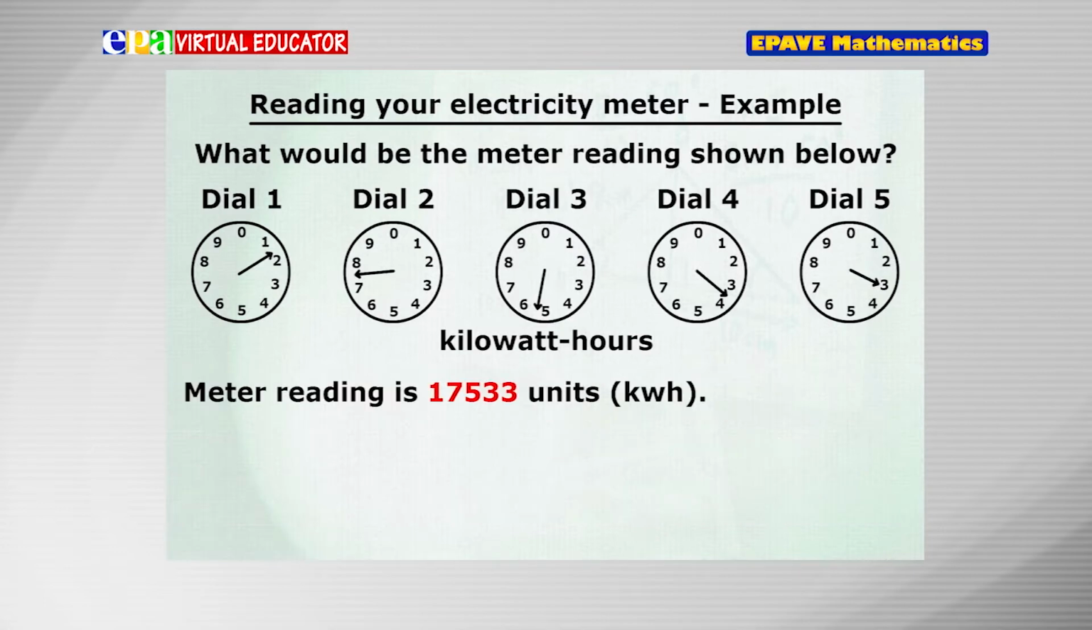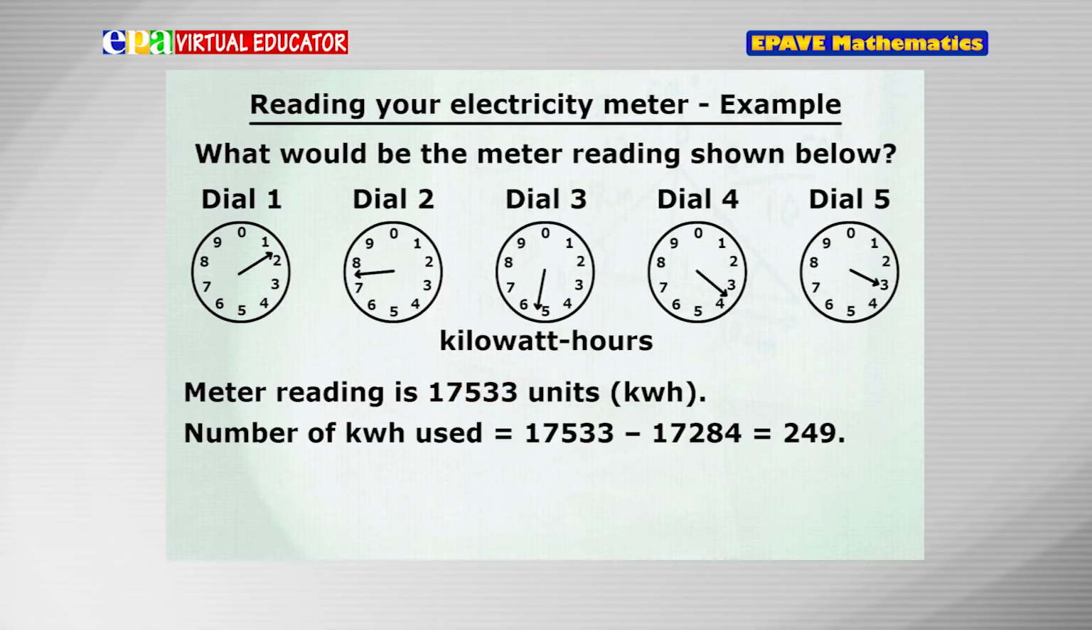The meter reading is 17,533 units or kilowatt hours. The number of kilowatt hours used is equal to 17,533 minus 17,284, which is equal to 249.